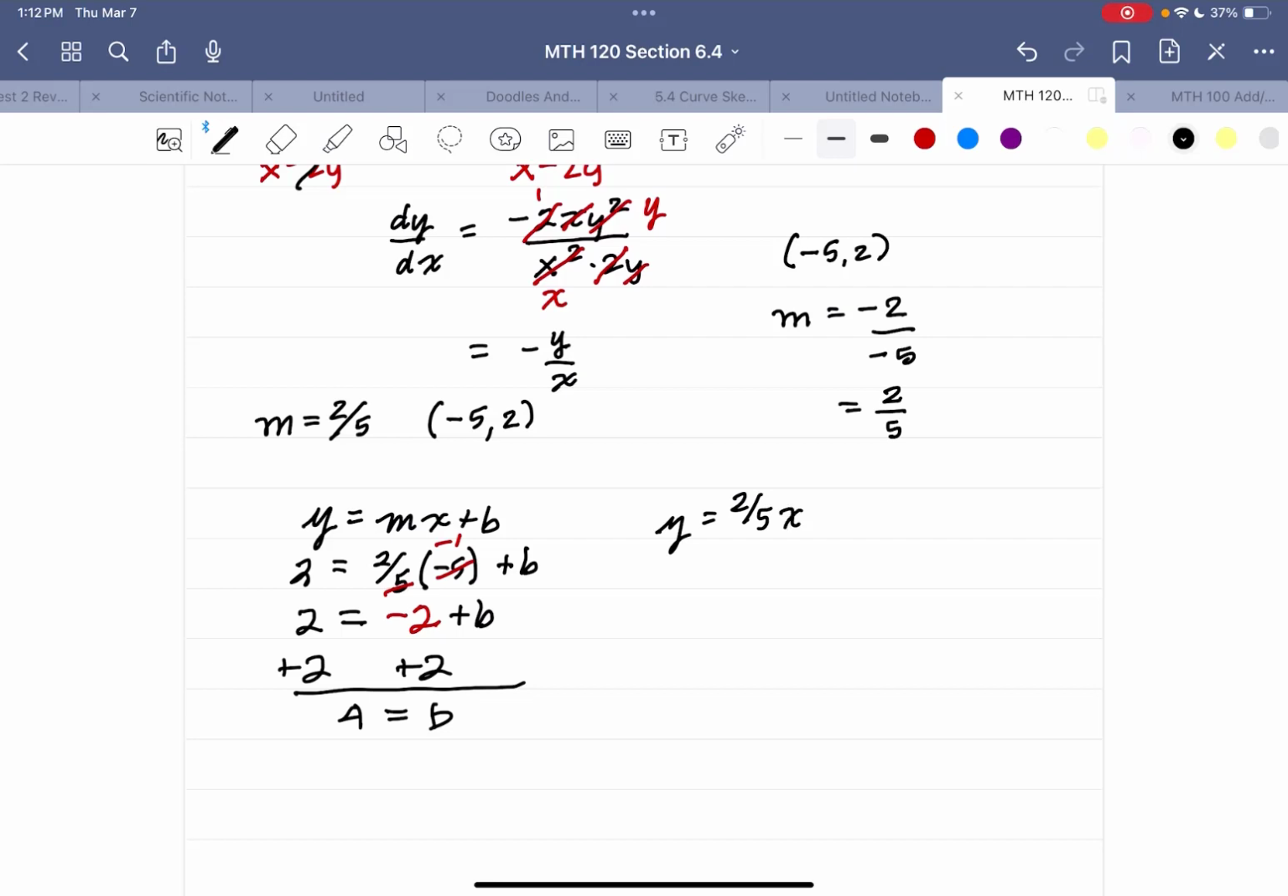So y equals 2/5 x plus 4. That's the equation of the tangent line to that curve at that point.